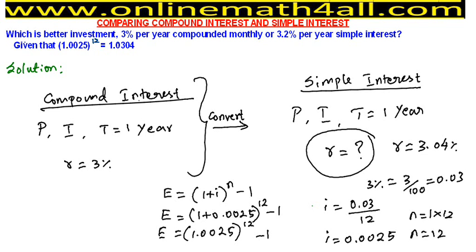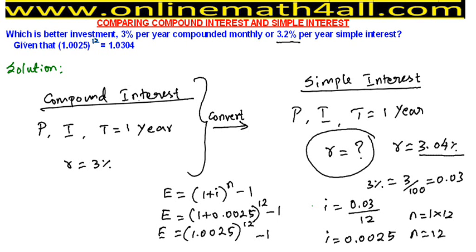So in the first investment, in simple interest, the rate of interest is 3.04 percent. In the second investment, the rate of interest is 3.2 percent. So we just compare these two rates of interest. It's very clear that in the second investment we get more percentage, so we decide the second one is better. I hope now the students will be able to understand.